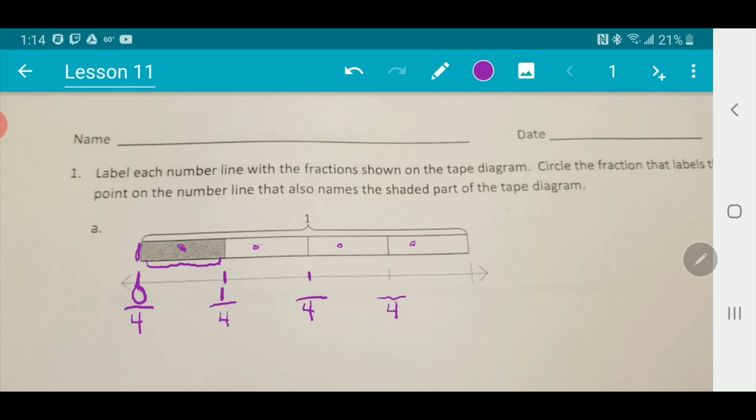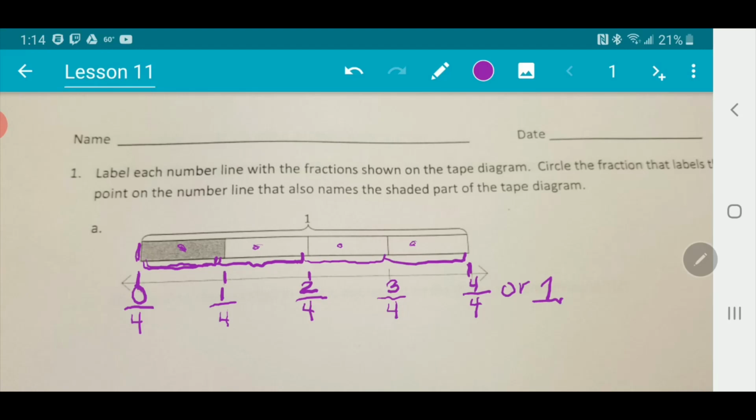Our next little tick mark represents from here all the way to here. So this represents 2/4. After that, we have this next section. So this is going to represent 3/4. And finally, this last section is going to represent 4/4. And if you guys remember, 4/4, we have the same number in the numerator and the denominator. So another way we could write this is 1/2.